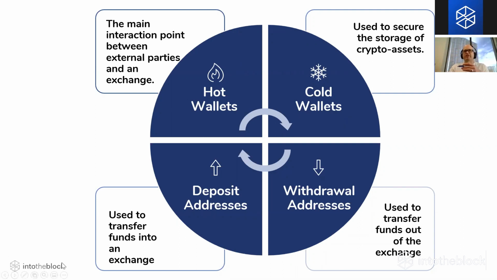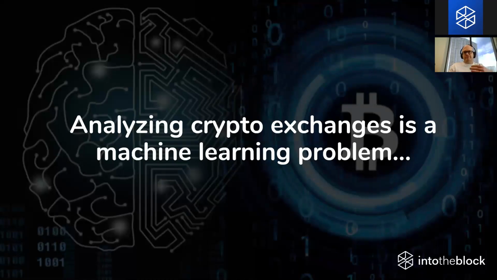So understanding a crypto exchange is understanding those 4 concepts. If you can visualize the behavior of a hot wallet, a cold wallet, deposit addresses, and withdrawal addresses, you have a very good chance at understanding the behavior of a crypto exchange, because those are the 4 fundamental components.